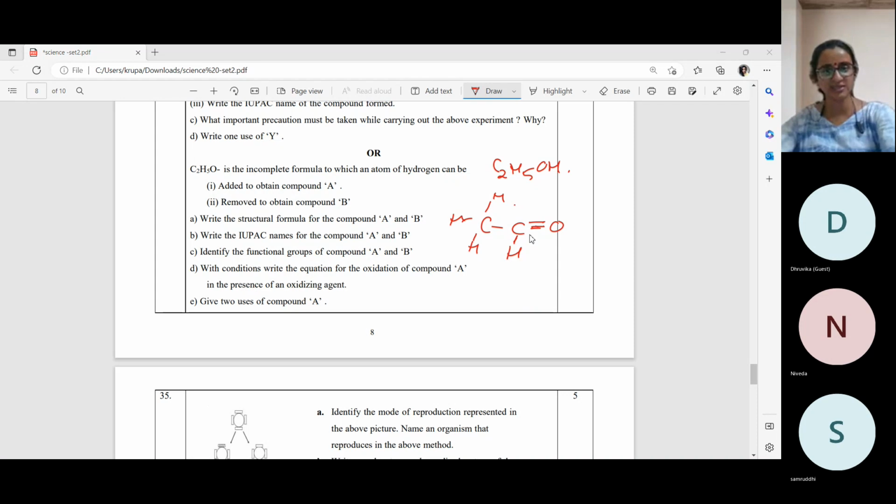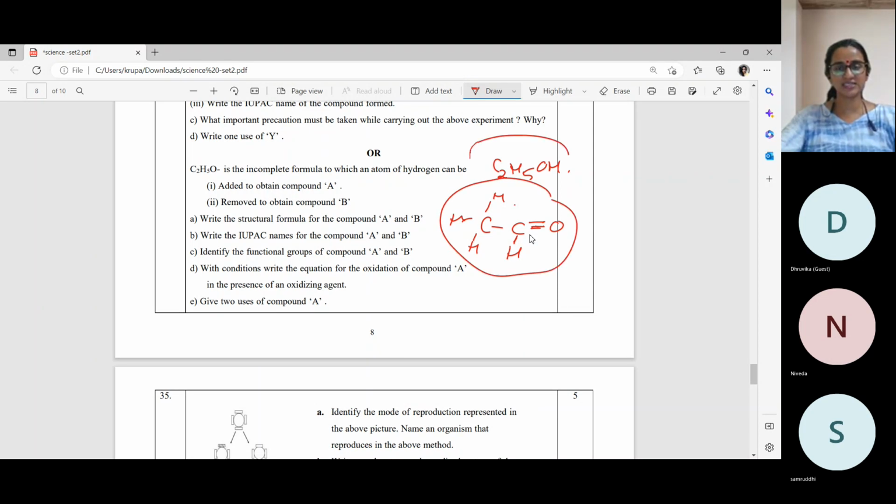Did you follow what I just did over here? Does anyone want me to redraw it? It's fine. Okay. So this is your ethanal and this is your alcohol. So that's it. Once you have this, everything else is fine. We have the structural formula for A and B.